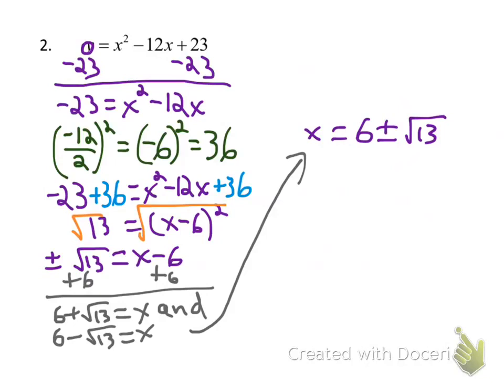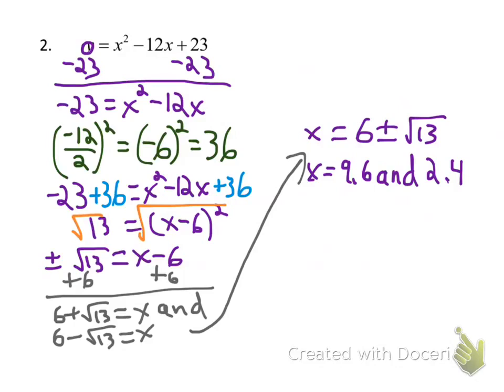answer like that. Or if we want to find out what the square root of 13 is on our calculator, we can do 6 plus the square root of 13, which is approximately 9.6. And we could also approximate on our calculator 6 minus the square root of 13, which is approximately 2.4.